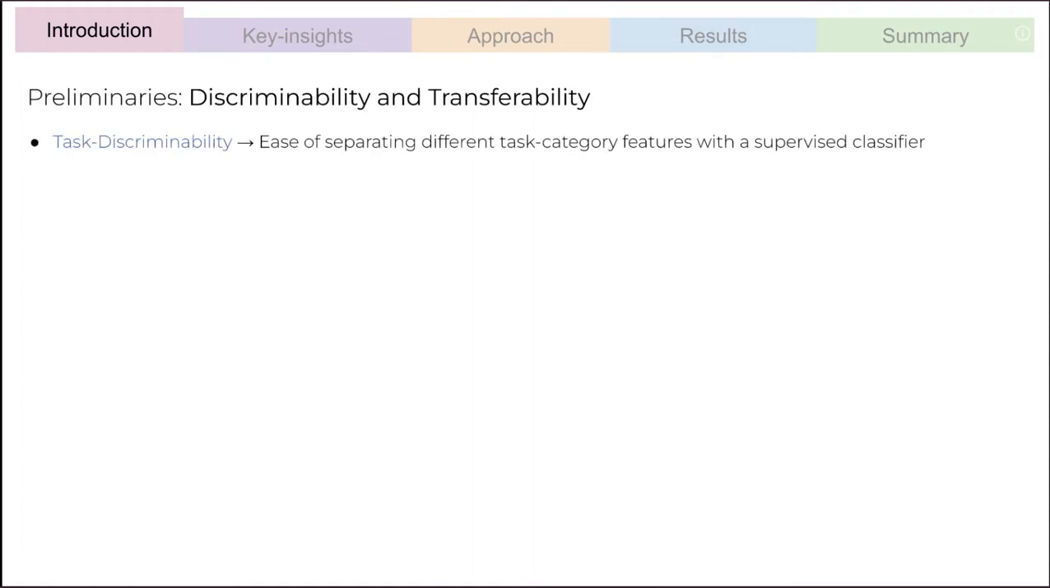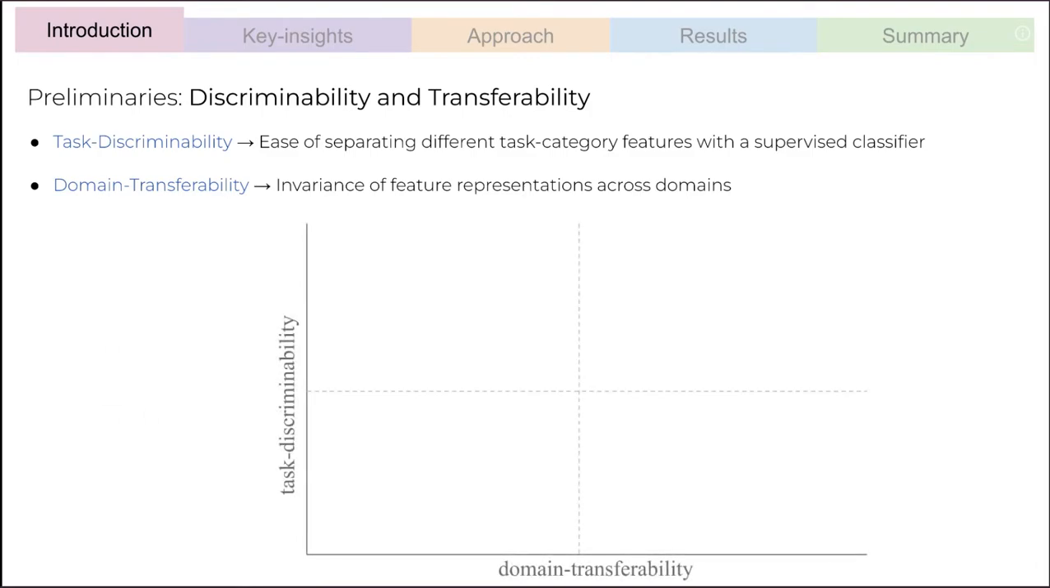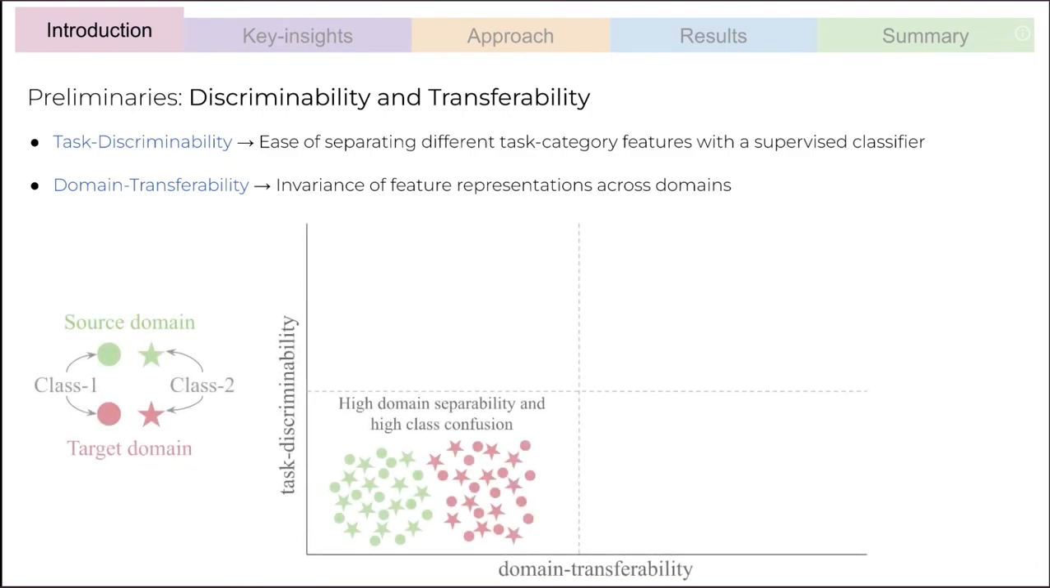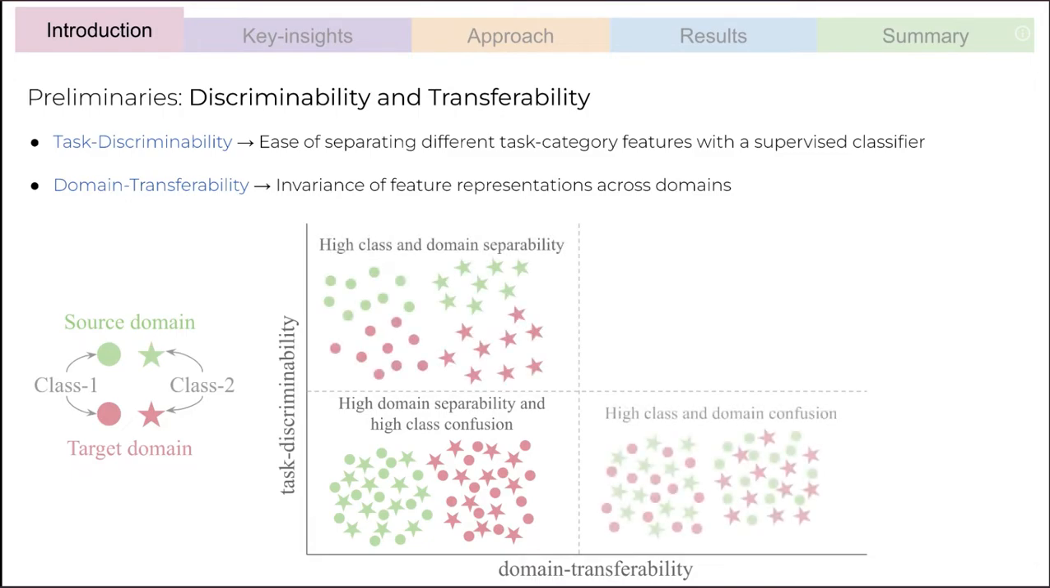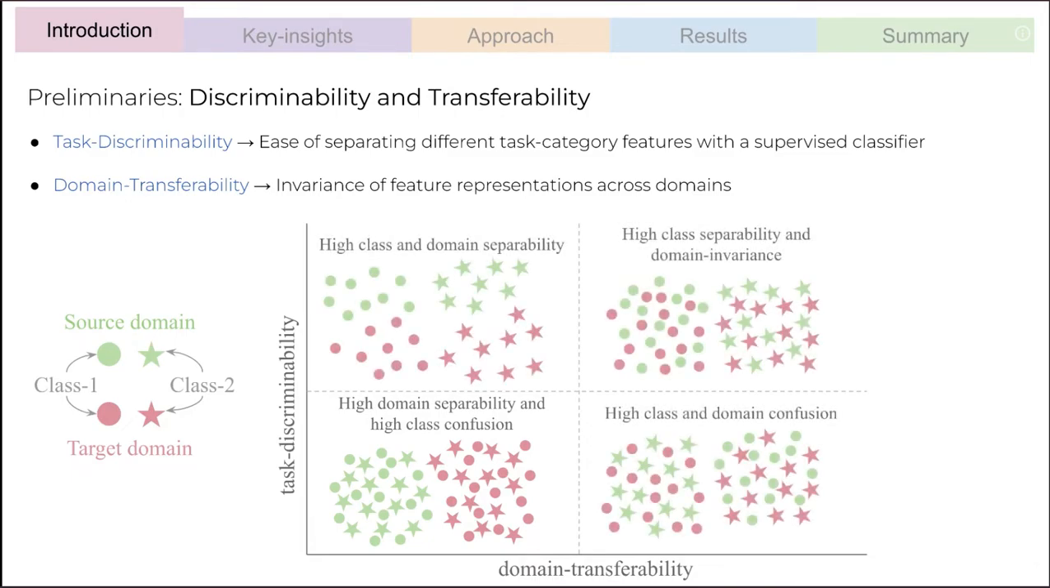Discriminability is the ease of separating different task categories with a supervised classifier, and transferability is domain invariance of features. For example, assume that color represents domain and shape represents class. High domain separability yields low transferability as features lack domain invariance, while high class confusion yields low discriminability as classes cannot be separated by a supervised classifier. Based on this, we get the other combinations. The final case where both are high is desirable for DA.